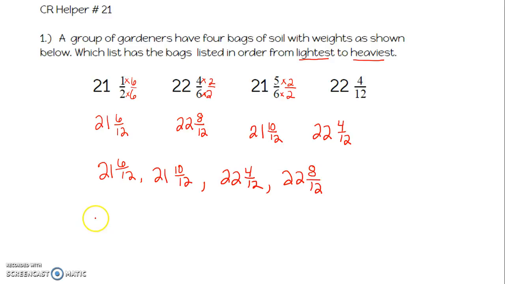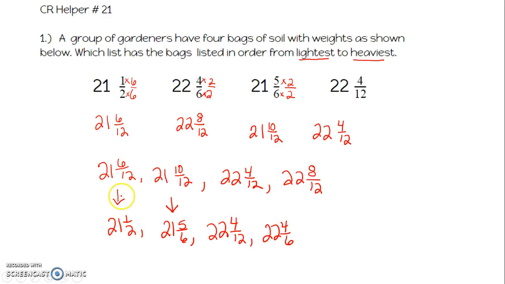I'm sure your lists would then have your numbers back in the original form they were given. So 21 6/12, we know it's the same as 21 1/2. 21 10/12 is the same as 21 5/6. 22 4/12, that's exactly how that number was given. And finally, the 22 8/12 is the same as 22 4/6. So that would list those bags from lightest to heaviest. I hope that's helpful.